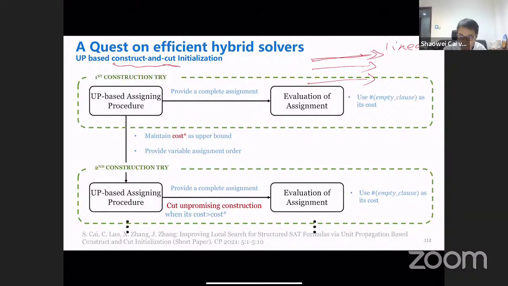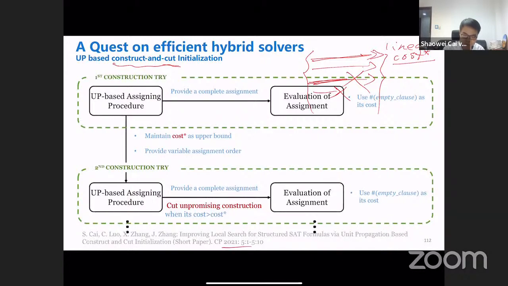Each time we produce an initial assignment, we can record its cost, and then we update the cost star during the multiple tries. So some tries, when in the middle of the path, if it reaches the cost star, it can be cut, right? And maybe some are cut very early. And then after multiple initial assignments, we get the best one as the initial assignment to the local search, and this can further improve the local search algorithm.